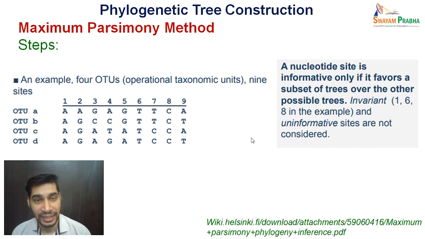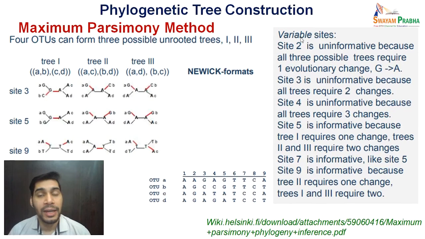We do not consider these invariant sites for the construction of the tree. Besides them, there are some uninformative sites also, which we do not consider. Let us see what we mean by that. There are certain variable sites. Site 2 is uninformative. Remember, besides the invariant sites, we are not considering the uninformative sites either. Site 2 is uninformative because all three possible trees require one evolutionary change, that is G to A.